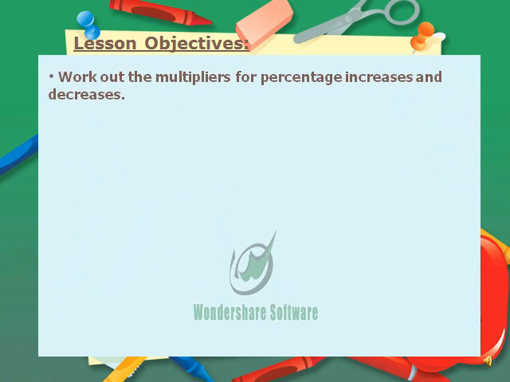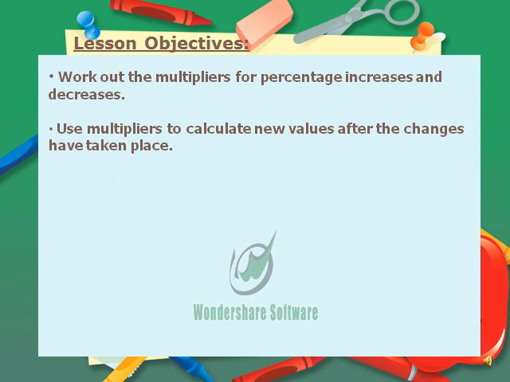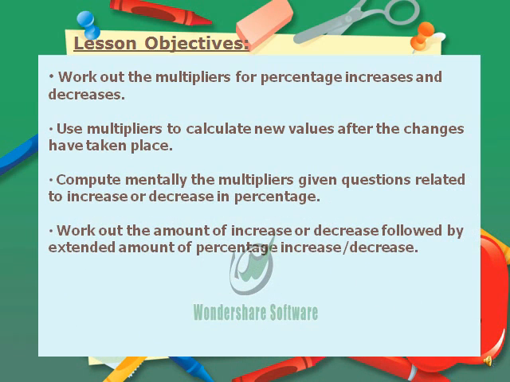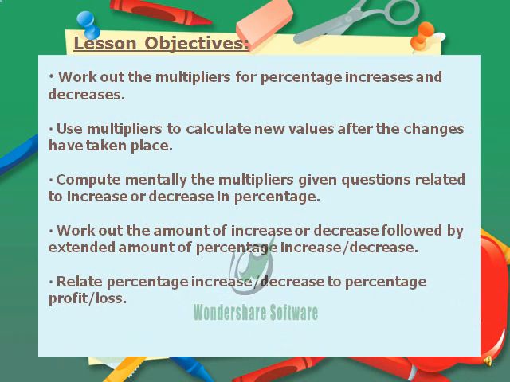Lesson objective. By the end of the lesson, the student should be able to work out the multipliers for percentage increases and decreases, use multipliers to calculate new values after the changes have taken place, compute mentally the multipliers given questions related to increase or decrease in percentage, work out the amount of increase or decrease followed by extended amount of percentage increase or decrease, and relate percentage increase or decrease to percentage profit and loss.